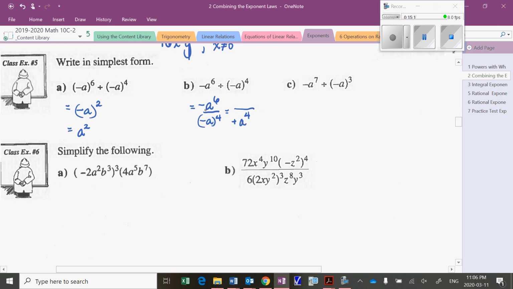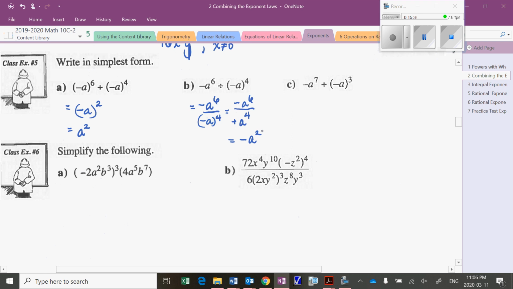This numerator, though, has only 1 negative. This is like negative 1 times a to the sixth. So now we can see that I'm dividing negative by positive. So that's going to give me negative a squared.